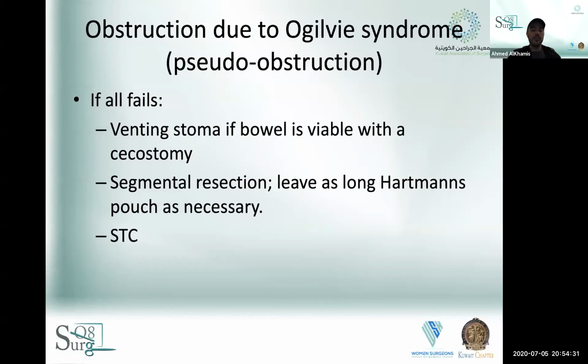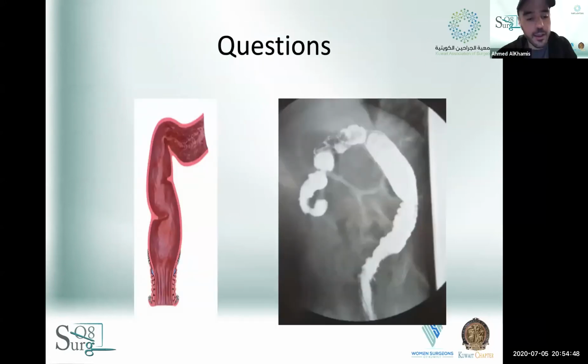So there's no one answer to how to manage a failed Ogilvie. It's really about step by step. You go in, you have a look, and then you vent or you resect a little bit whatever looks abnormal, unhealthy. So that's it. Right? So these are, I think, the most common causes of large bowel obstruction, and the most common ways to manage them.